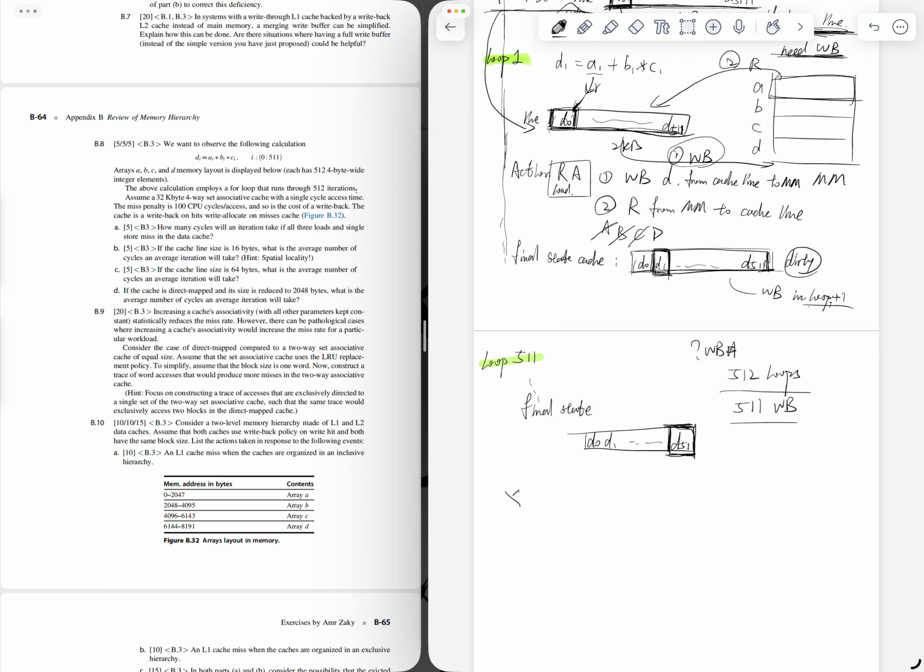And since we do not have loop 512, this block is staying here. It just stays, and there is no write back. The D511 will stay in the cache line. And it is different from our main memory. Different, right?